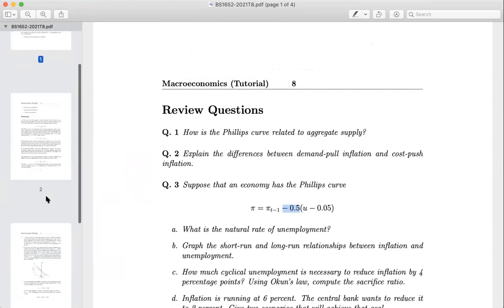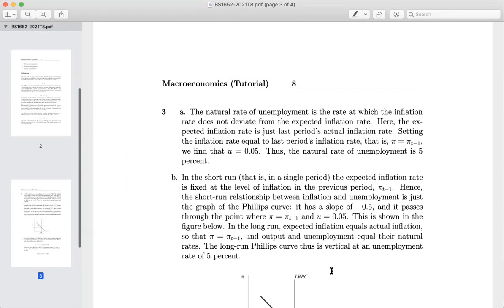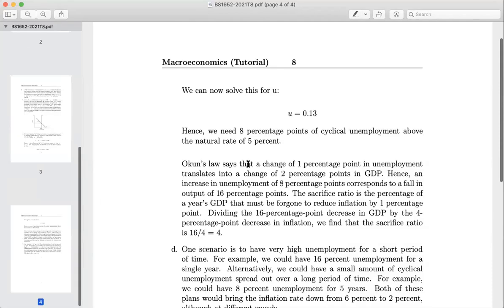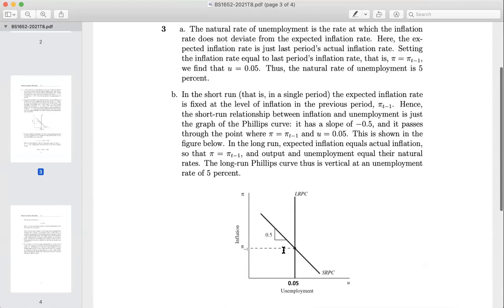So I know that the slope of this curve is negative, meaning that it's downward sloping like this. And I also know the magnitude of the slope, which is 0.5, and that's from the equation.